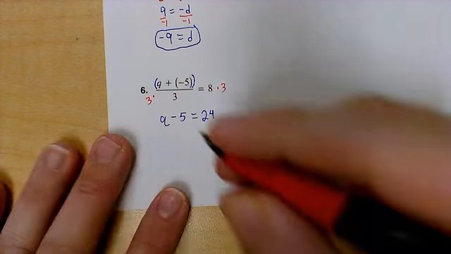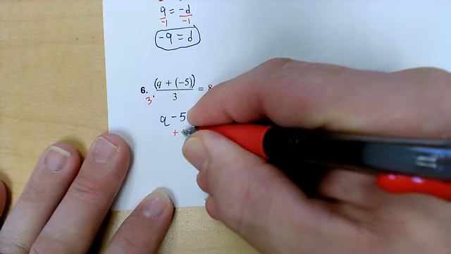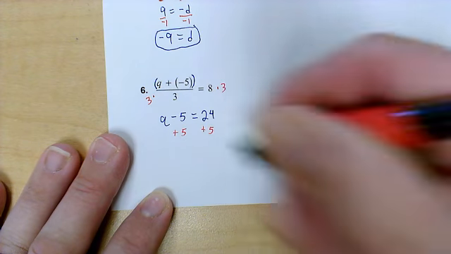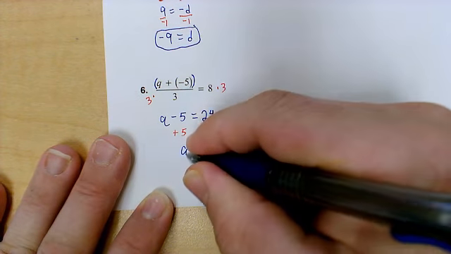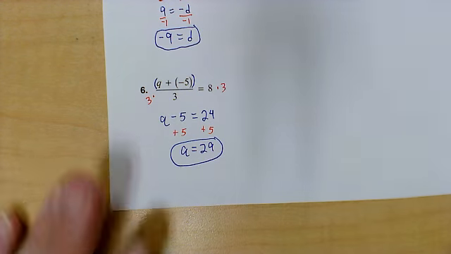All right, next up is to do what was in the parentheses. This will wrap it up, so I'm going to add 5 to both sides. So q is equal to 29. There we go.